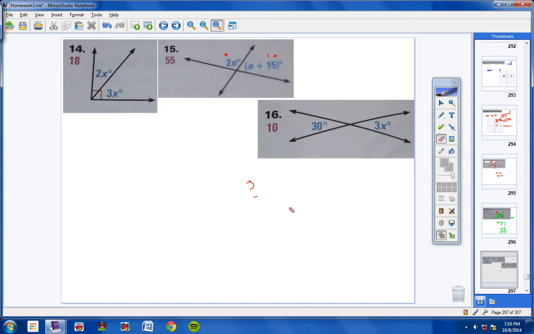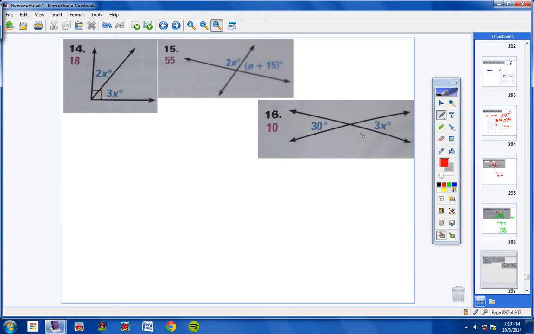All right, let's continue on. Let's take a look at number 16. Now, we have learned in the past that vertical angles are equal. That means when two lines intersect, this angle here, this angle here with one dot, and this angle here with one dot, these two angles are congruent, and this angle here with two dots, and this angle here with two dots, these two angles here are congruent. Okay, we've learned that vertical angles are congruent.